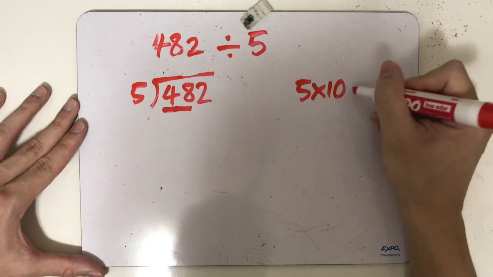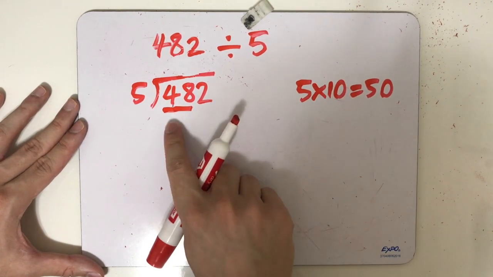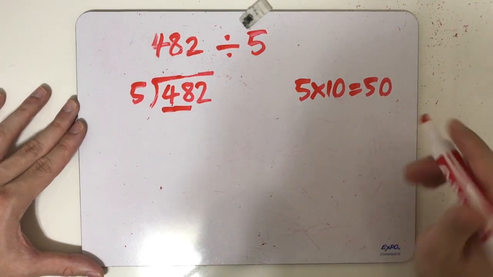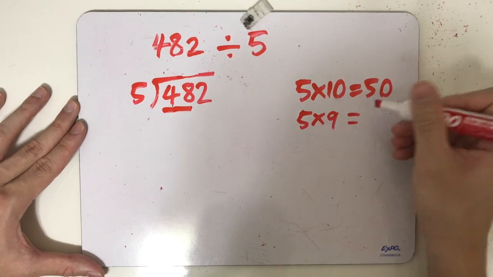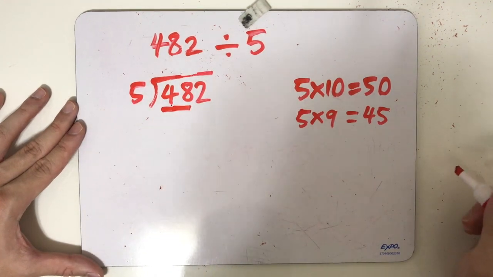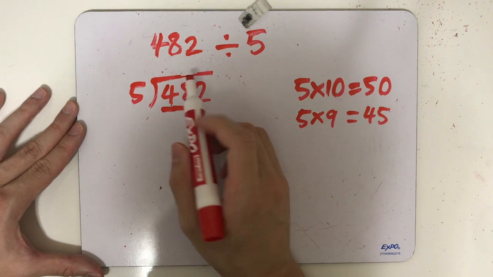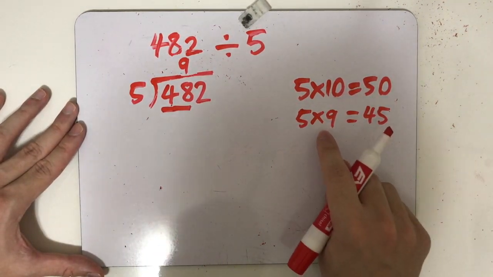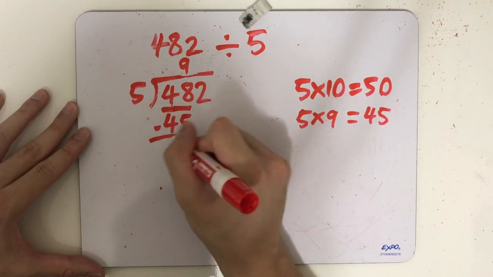Now I know that 5 times 10 is equal to 50, which is very close to what we're looking for, because we're looking for the number 48. But remember, we can't go over that number. So I think if I subtract 5, which means I have multiplied it 9 times instead, I get the number 45, which is the closest we can get to 48. Now I'm going to put the number 9 not in the hundreds column, but in the tens, because we have included the 8 this time. So 9 times 5 is equal to 45, and I'm going to subtract.